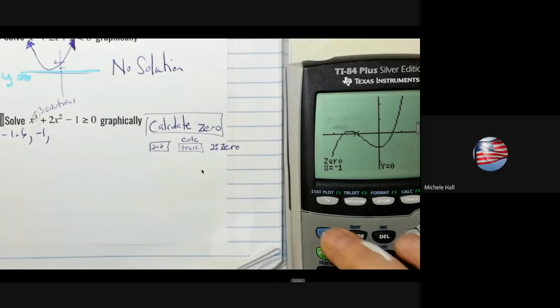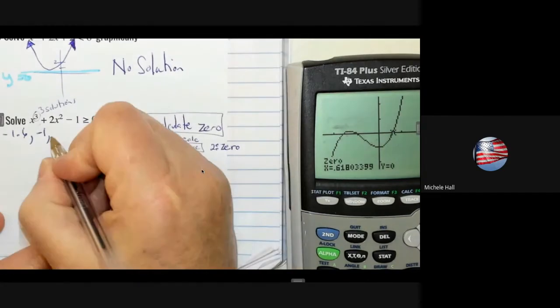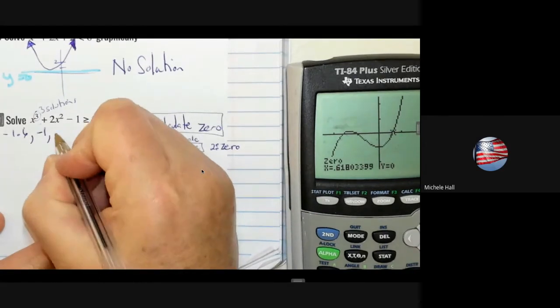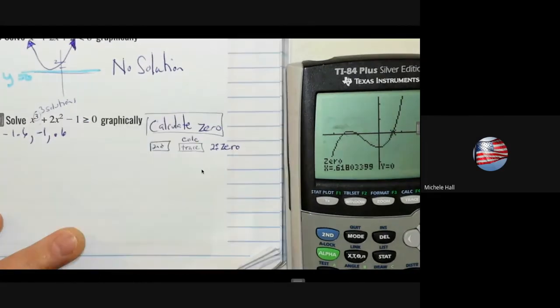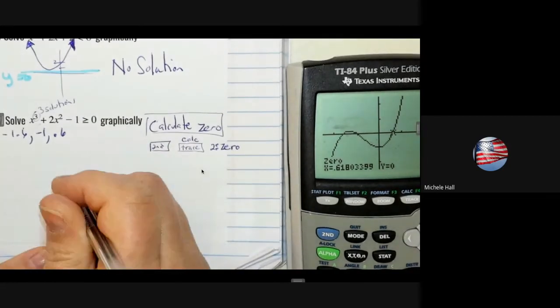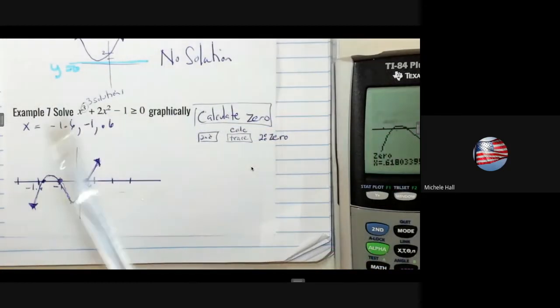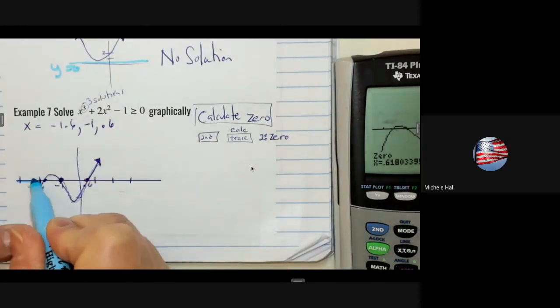And the last one, calculate, zero. Left bound. On the left, enter. And right bound, I'm on the right. 0.62. Or 0.6. Looking at the graph. When is the cubic greater than or equal to 0? When is it greater than or equal to 0?